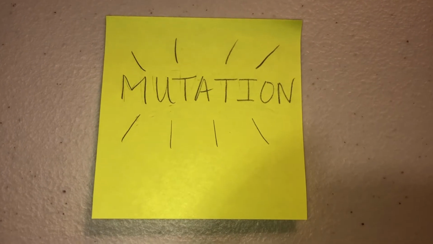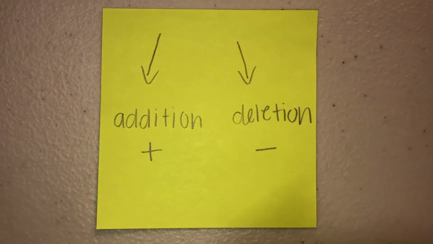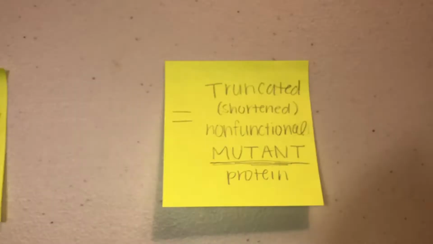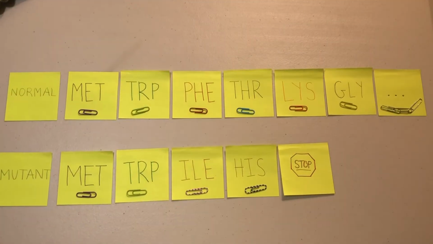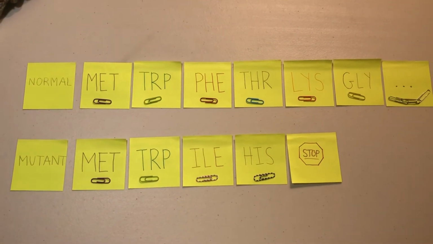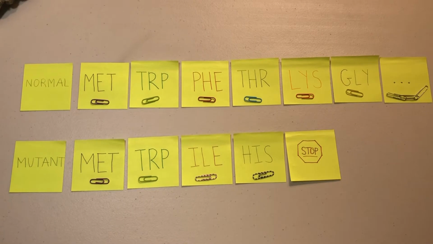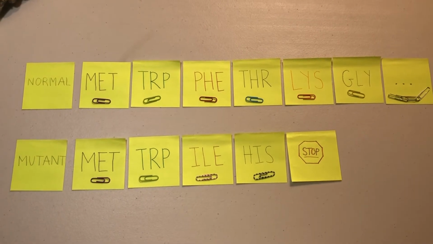Today I'm going to be talking about how a mutation causing the addition or deletion of one base pair results in the production of a truncated or shortened non-functional mutant protein. We can use paper clips as a visual for the amino acid chains. Here are the normal and mutant amino acid sequences.